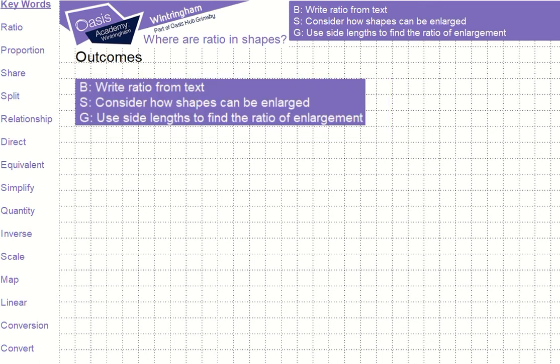The outcomes for today: write ratio from a text, consider how shapes can be enlarged, use side lengths to find the ratio of enlargement.